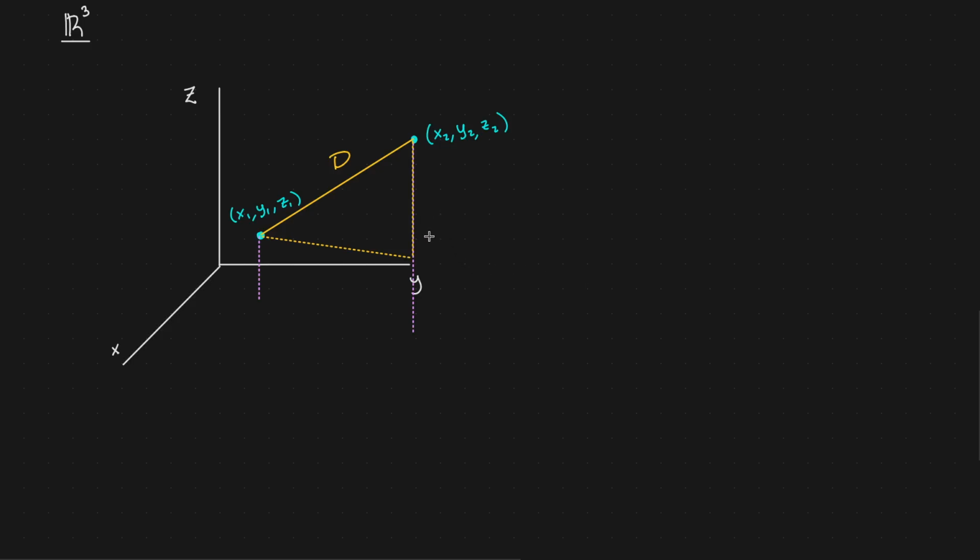Okay. Now this vertical leg here, I can easily find because the only thing that's changing here is the Z. I'm just going straight up and down. And so I want to go from this point here, the Z value of this point, it shares the same Z value as this point. So it's going from Z1 to this point, which is Z2. So this distance here is the absolute value of Z2 minus Z1.